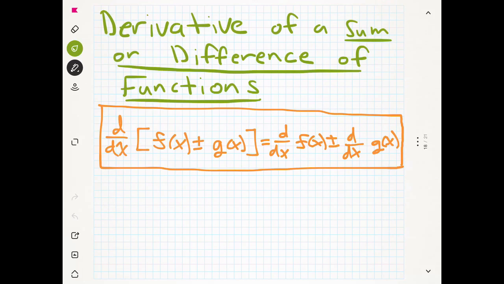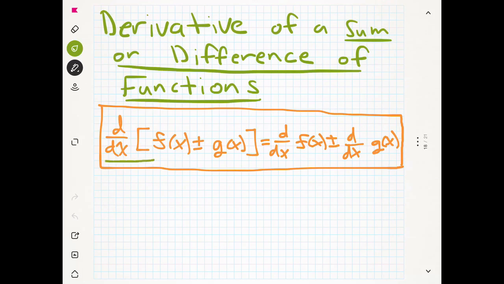All right, so now let me just go back and focus on my last rule for today. The derivative of a sum or difference of functions. So what if you don't have one function? What if you're adding or subtracting two different functions? Well, this is the differentiation rule for that. It's actually very straightforward, very simple.